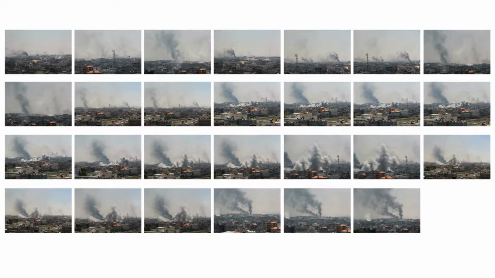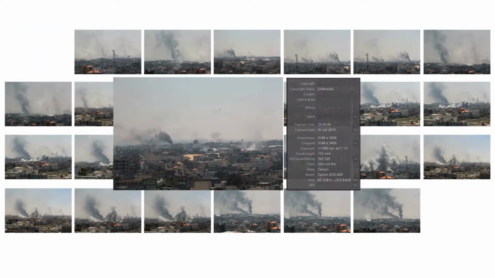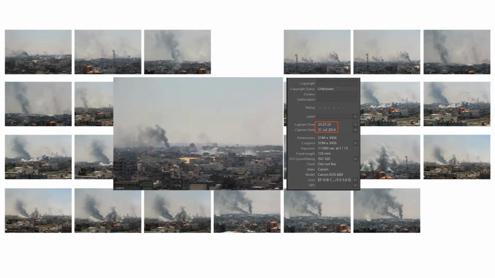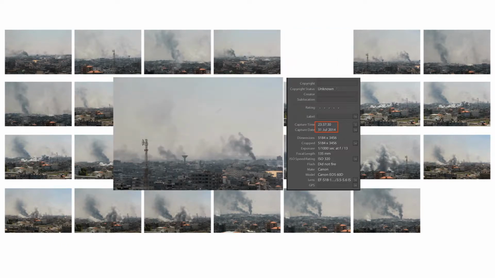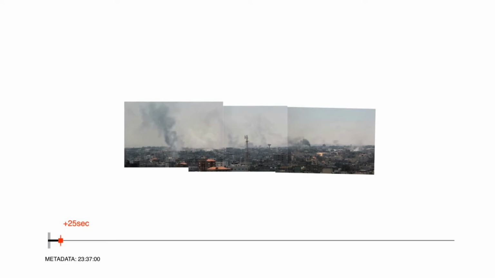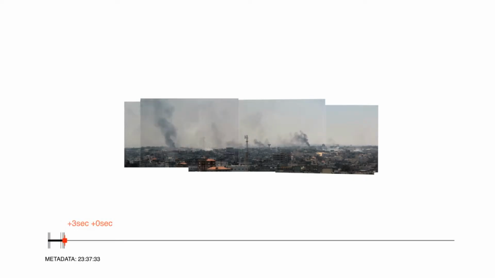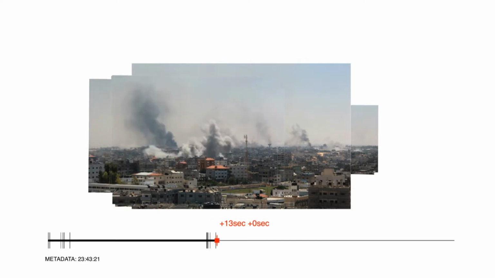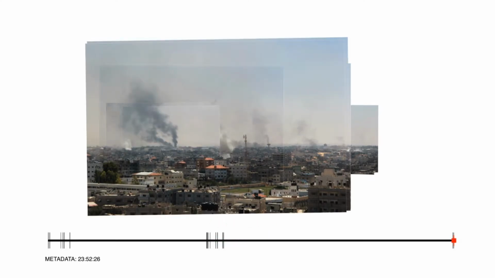We find a sequence of photographs of the same location and showing a similar smoke plume. The metadata on these photographs is wrong. It shows that the photographs were taken shortly before midnight, which is highly unlikely. Although the metadata is incorrect, the time gaps between the photographs are consistent throughout the sequence. We recreate the rhythm of the image sequence.